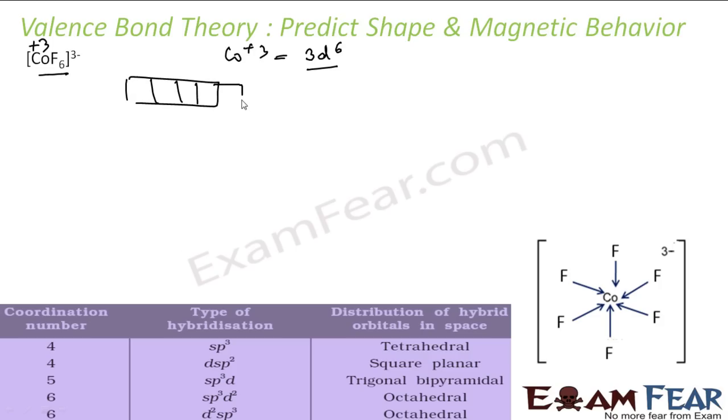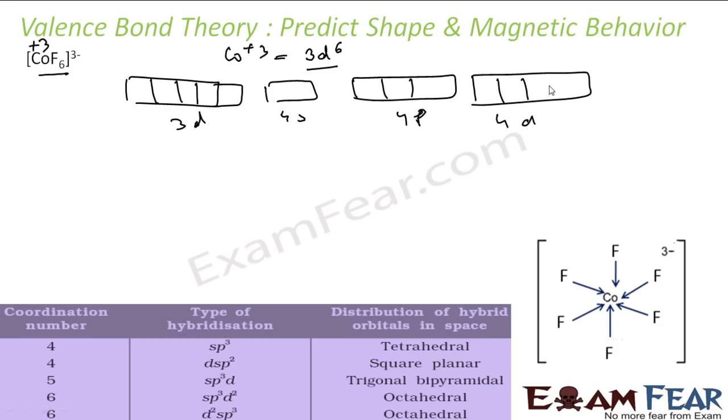1, 2, 3, 3d, 4s, 4p, 4d also. If you want, you can draw it, or you can ignore it. So 3d6: 1, 2, 3, 4, 5, and then 6. Here they have 4 unpaired electrons and 1 pair. Experimentally, it is seen that this compound is paramagnetic. Since it is paramagnetic, the electrons will not be paired.